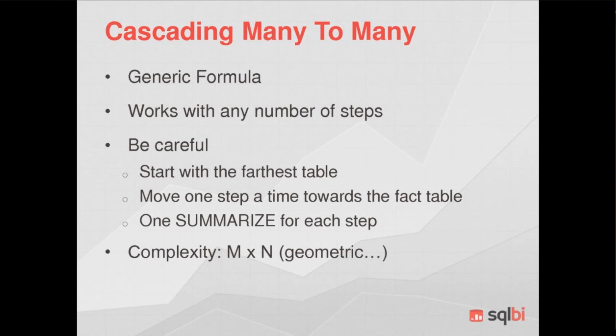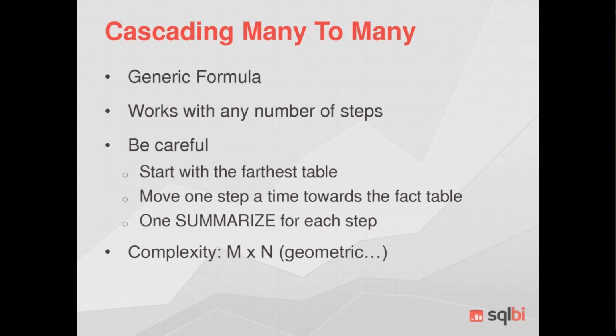Many-to-many are fine with a single step. They start to be complex with 2 steps, and they are totally crazy with 3, 4, or 5 steps. If you have a customer that says, I have 5 steps of many-to-many, it's better to leave him than to try to optimize his code, because you will never be able to do anything good.